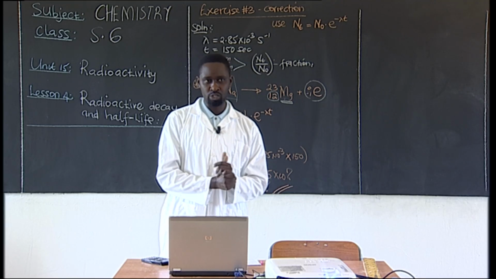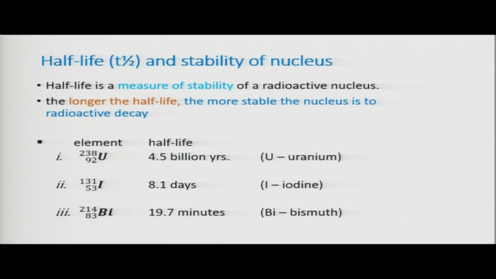Let's use a few examples. Look at uranium. We've always heard of uranium, we've always heard of nuclear power plants and so on. So let's look at uranium. We compare it with iodine and bismuth. What do you notice? I would ask you a question. Which of those three atoms, which one of them is more stable than the other? Ranging from bismuth to uranium, which one is more stable? Looking at their half-lives.